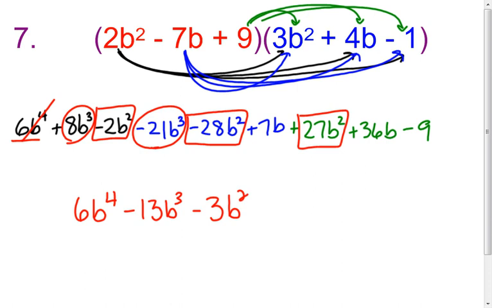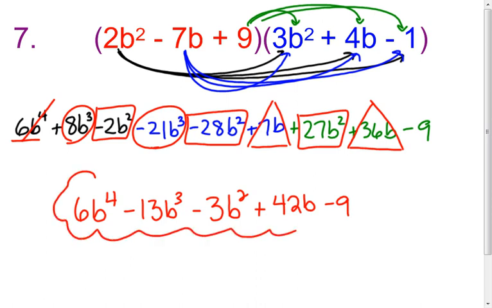Remember, you're only adding and subtracting the coefficients or the numbers out in front. You're not doing anything else. Then I have this 7b right here with this 36b right here. So 7 plus 36 makes 42b, and then you've got that minus 9 at the end. And now I don't have any like terms that I can combine, so that was a little bit of work, but all we did was use the strategy of distributing and then combining our like terms. Okay? So hopefully that helped.